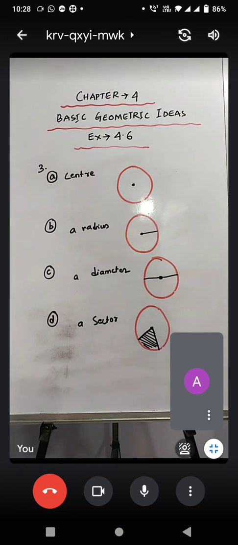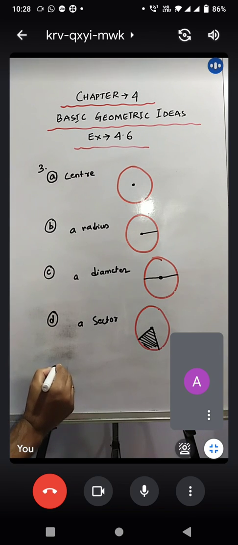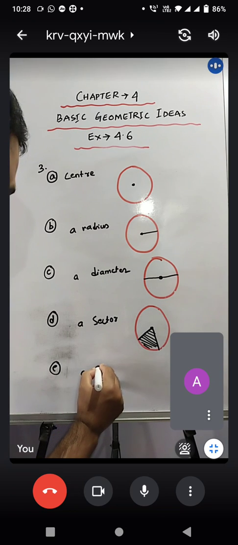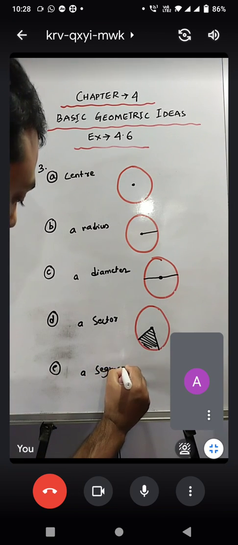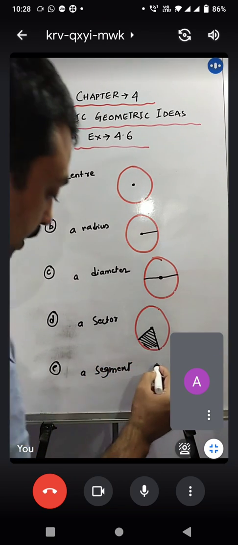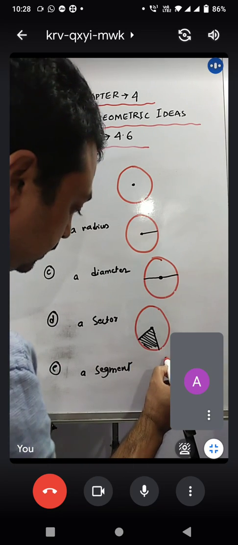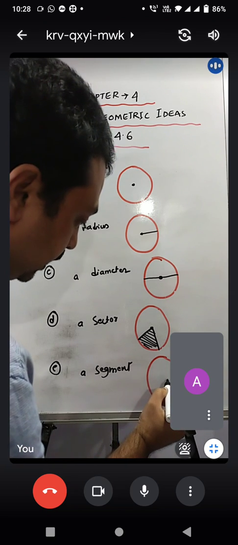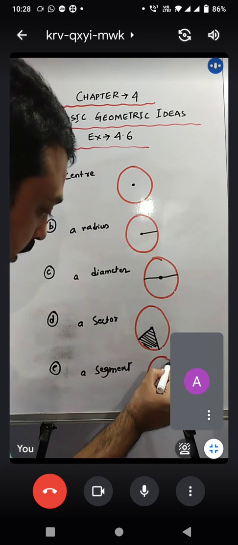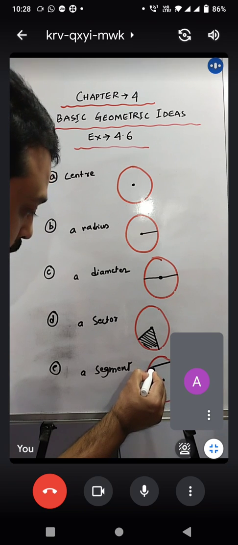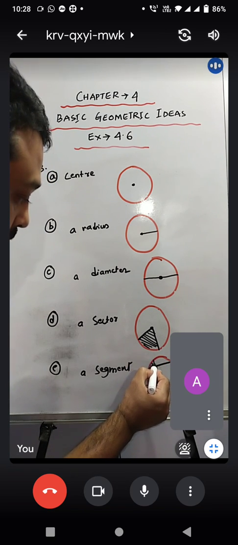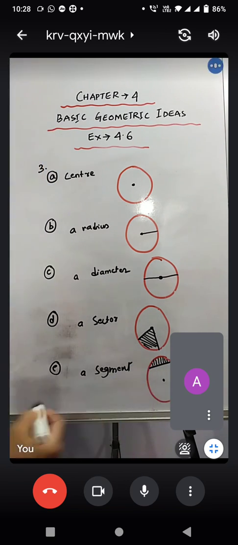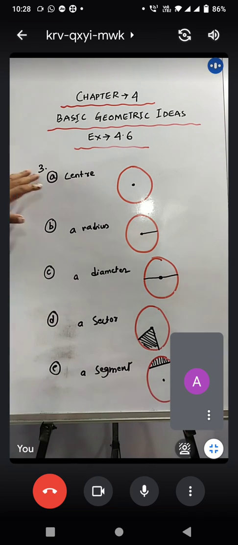Okay. So now in this way we have to draw part E. What is E? E, we have a segment. So for the segment, again we have to draw another circle like this. And we know that a segment is a region bounded by a chord. So this is a chord and this region is called a segment. Fine. So these are the first 5 very important drawings that you have to draw.